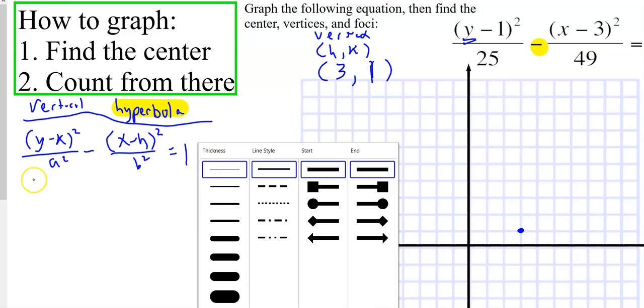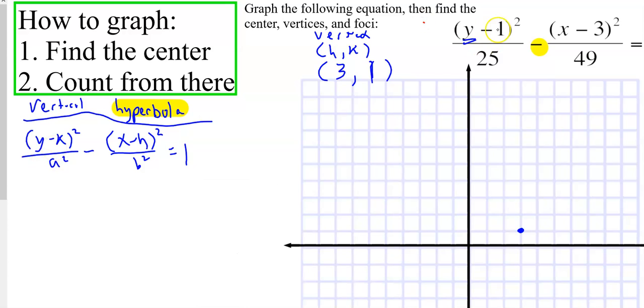Okay, so let's figure out what's next. Let me give you the other formulas here. Just like we would normally do it, underneath y is vertical movement, so I know it's going up or down. This is equal to my a squared for a hyperbola according to the formula, so a is equal to 5. I'm going to go up 5, not from the origin, but from the center: 1, 2, 3, 4, 5. Go down 5: 1, 2, 3, 4, 5. So we have a new starting point there.